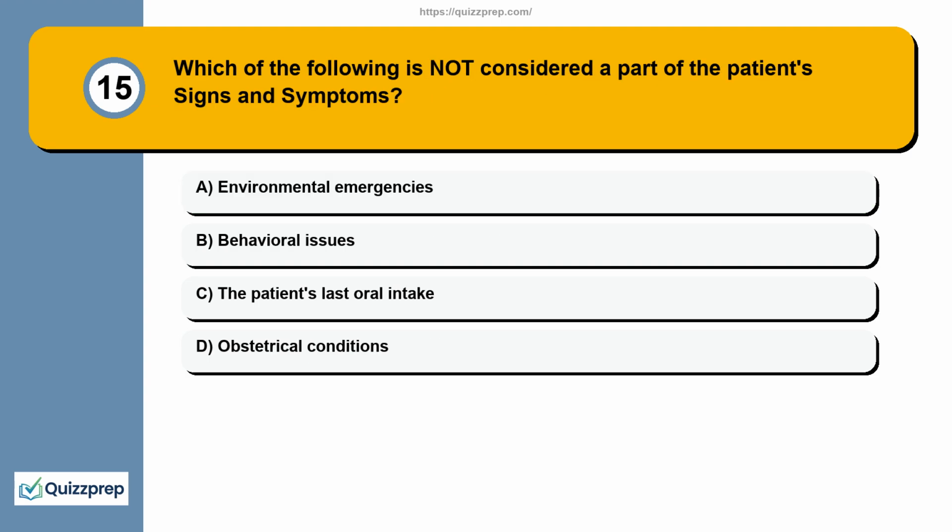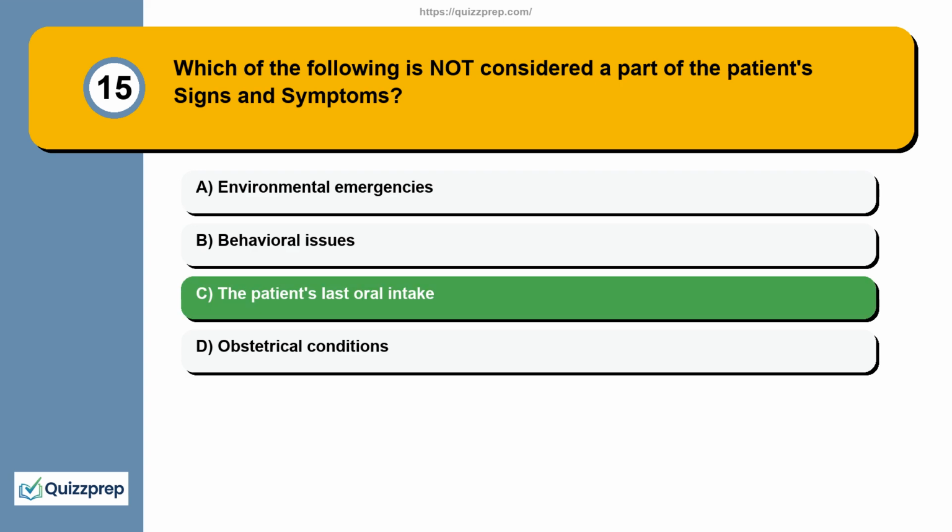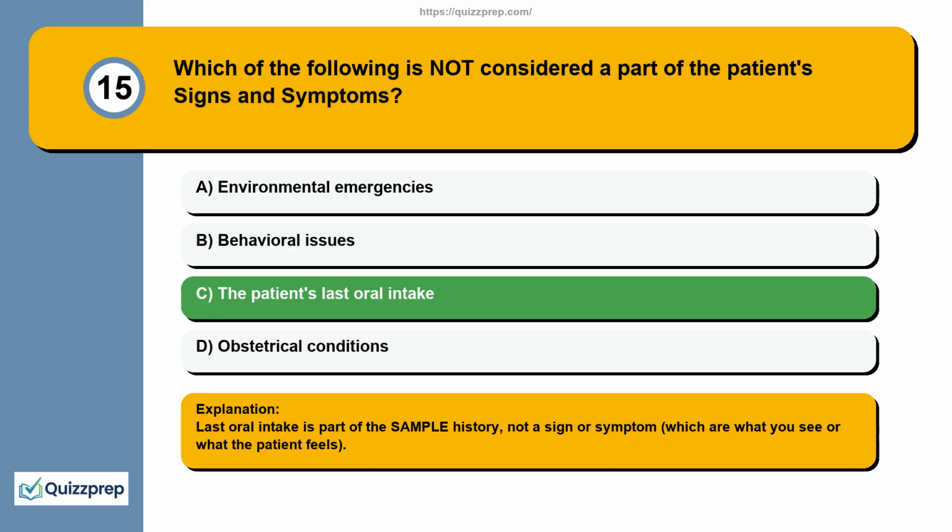Question 15. Which of the following is not considered a part of the patient's signs and symptoms? Environmental emergencies, behavioral issues, the patient's last oral intake, obstetrical conditions. Last oral intake is part of the SAMPLE history, not a sign or symptom, which are what you see or what the patient feels.